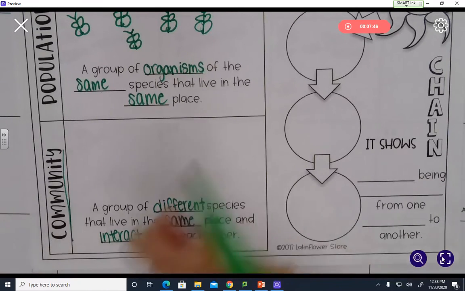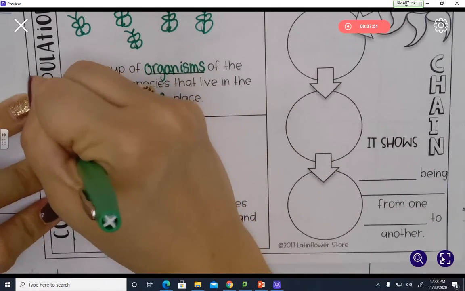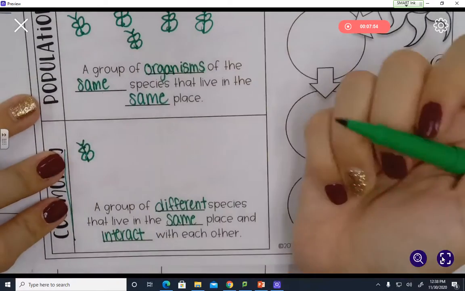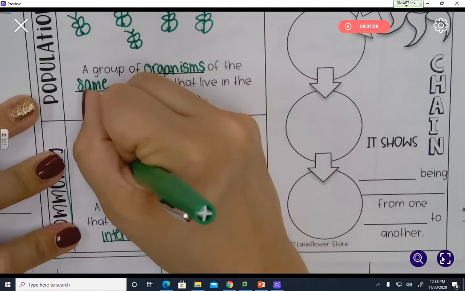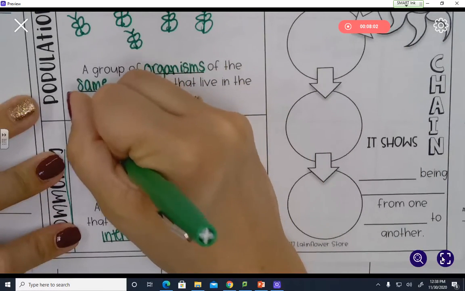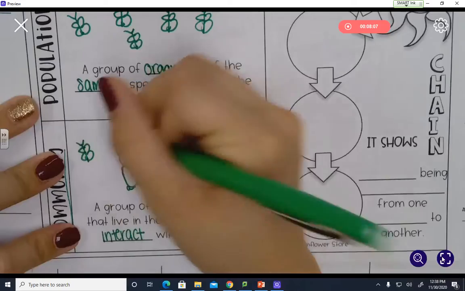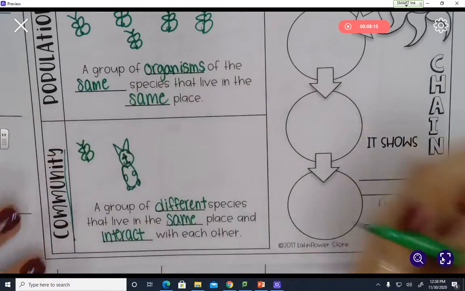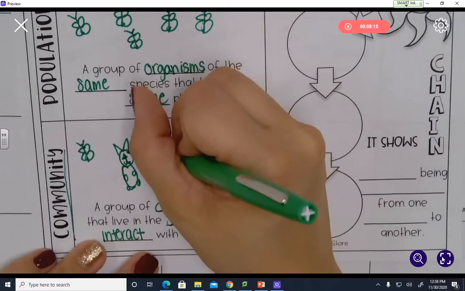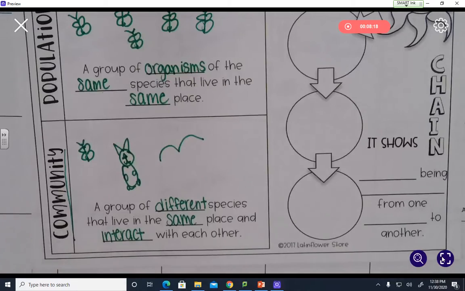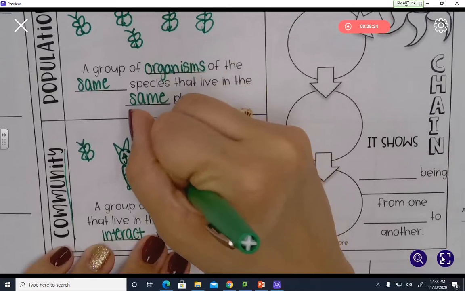So you can go ahead and draw pictures, or you can write examples. So I'm going to draw my butterfly. Again, I'm not a very good artist. Maybe a bunny. Again, I can't draw very well, guys. Bird. Whatever you want to draw. A fish.